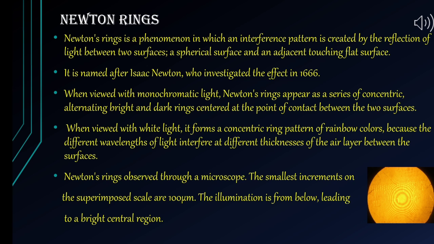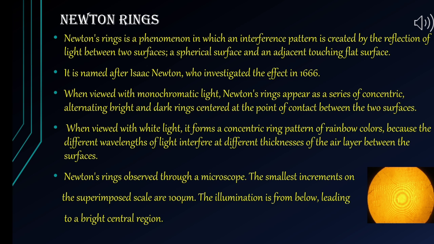Now coming to Newton rings. Newton rings is a phenomenon in which an interference pattern is created by the reflection of light between two surfaces, a spherical surface and an adjacent touching flat surface. It is named after Isaac Newton, who investigated the effect in 1666. When viewed with monochromatic light, Newton rings appear as a series of concentric, alternating bright and dark rings centered at the point of contact between the two surfaces.